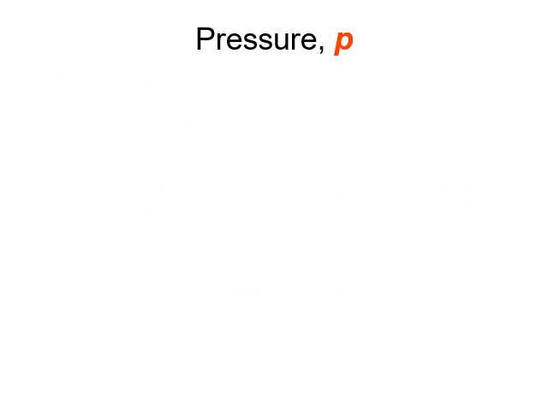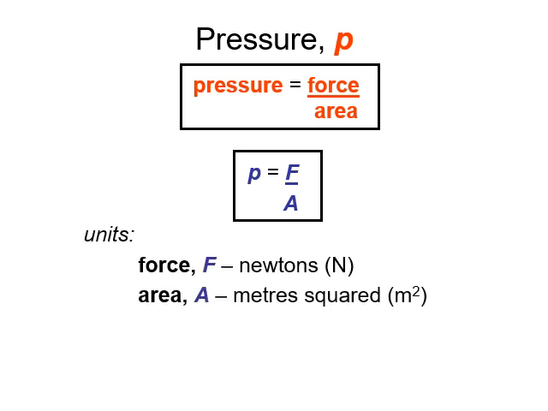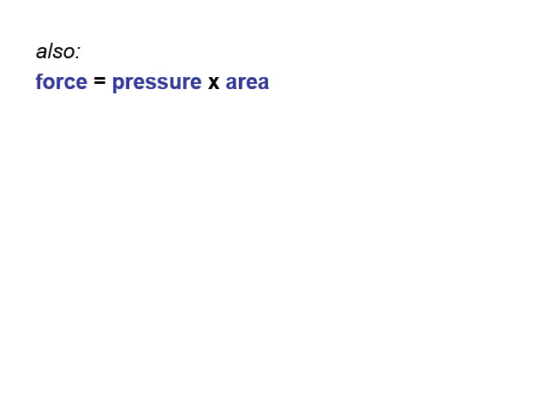Okay, so the first thing we will look at is pressure and the equations associated with pressure. So what is pressure? Well, pressure is a force exerted over an area. P equals F divided by A, where F is in newtons and A is in meters squared. Force is in newtons and area is in meters squared, and pressure, the units we will use is pascals or Pa. Also, you need to know that force therefore equals pressure times area, and area equals force divided by pressure. So you have to be able to rearrange the equation.